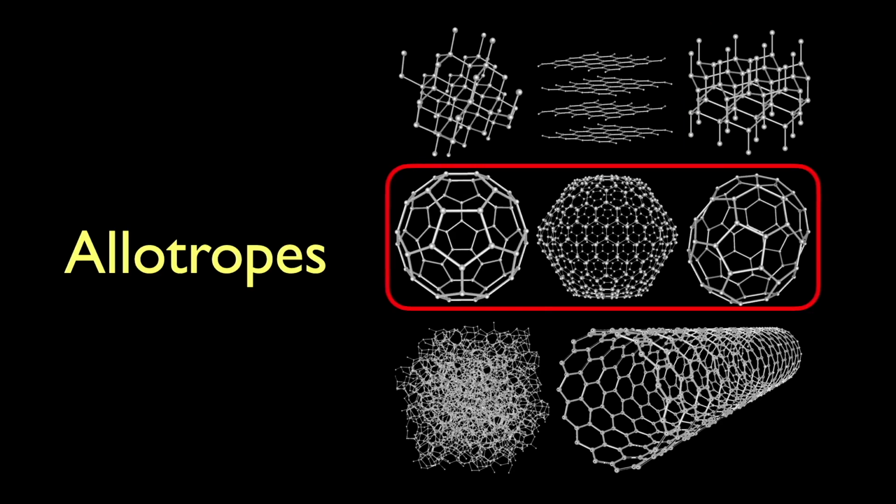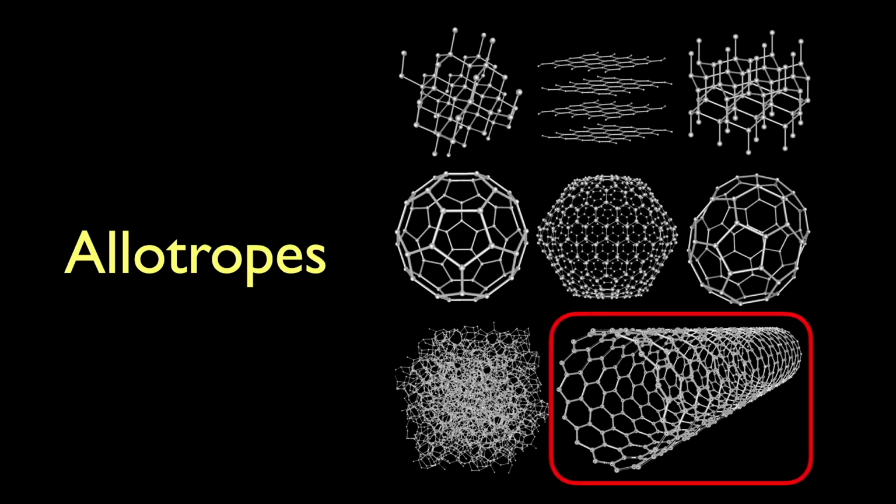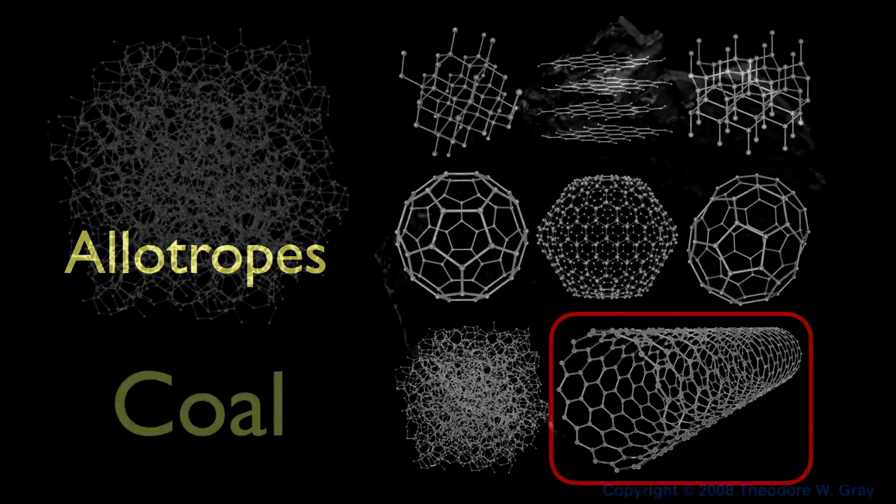These three, with 60, 540, and 70 carbon atoms, form spherical-like structures called fullerenes. When carbon atoms join willy-nilly with no structure, you have amorphous carbon. Lastly, you can take graphite sheets and make cylinders. These are called carbon nanotubes. Let's take a look at a few of these from a more human scale.